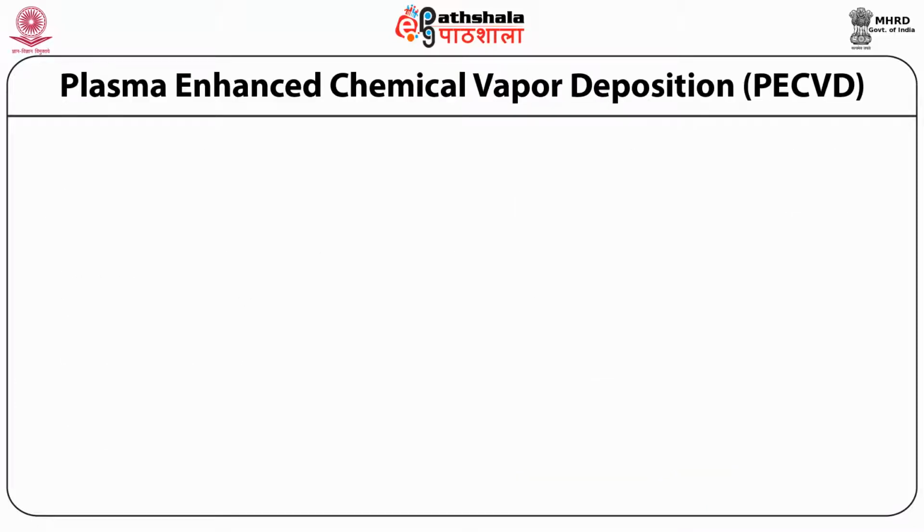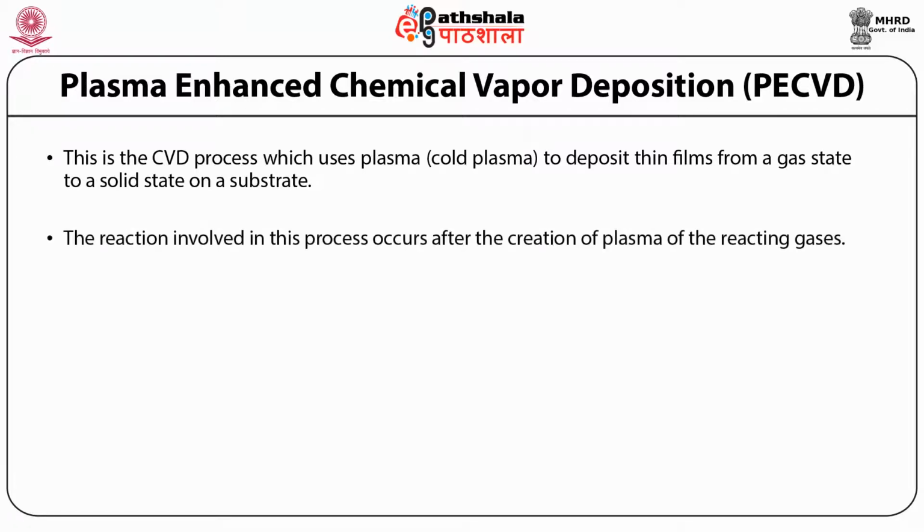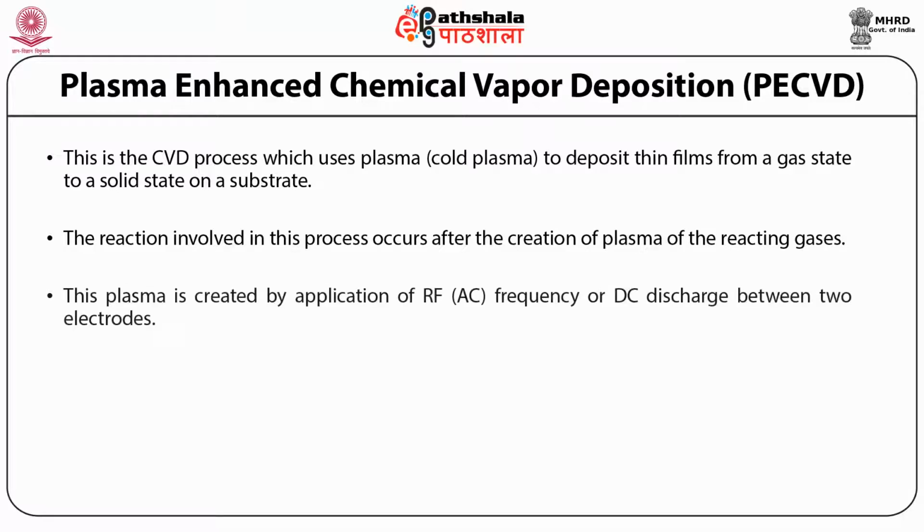The next method is plasma enhanced chemical vapor deposition, which is called PECVD. PECVD is a CVD process which uses plasma, or cold plasma, to deposit thin films from a gas state to a solid state on a substrate. The reaction involved in this process occurs after the creation of plasma of the reacting gases. This plasma is created by RF, that is the AC frequency, or a DC discharge between two electrodes.